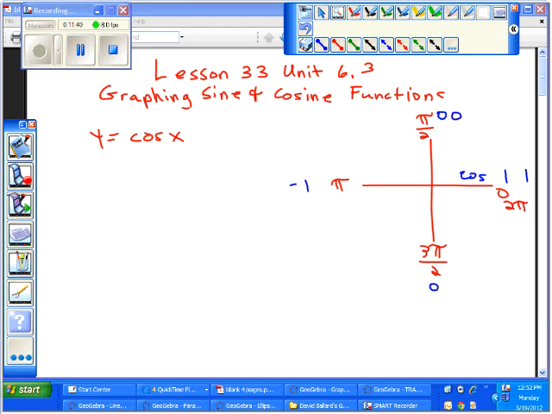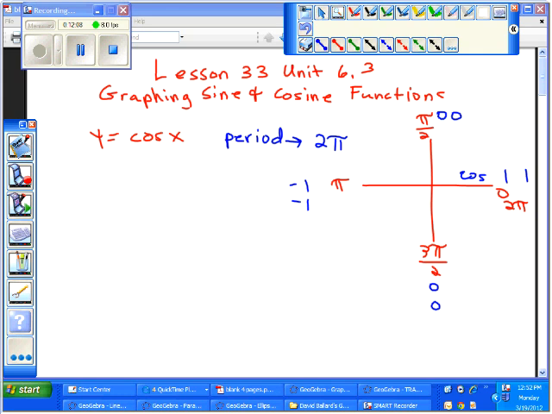And then if you keep going around, you're back to 0, back to negative 1, back to 0, back to 1, etc. And so it repeats itself every 2 pi. And so we can say that the period for cosine is the same as the period for sine, which is 2 pi. The distance it actually goes before it repeats itself in the graph.